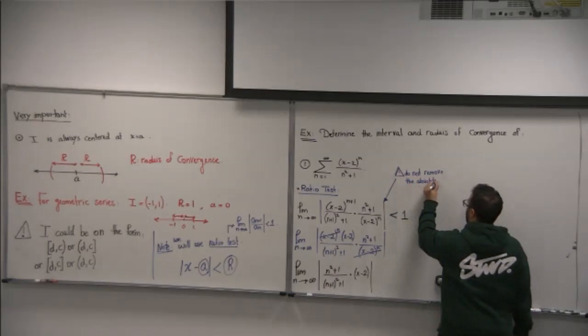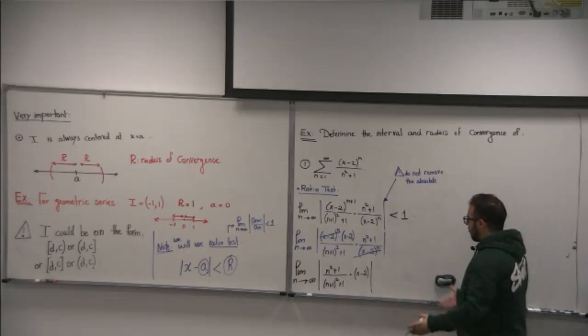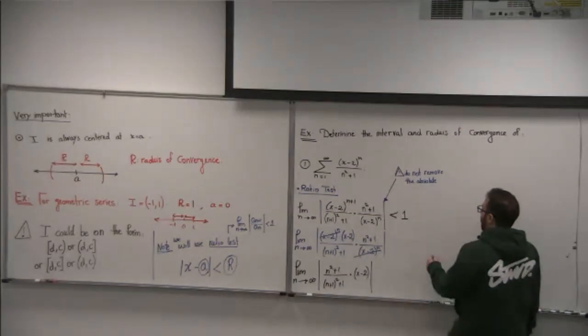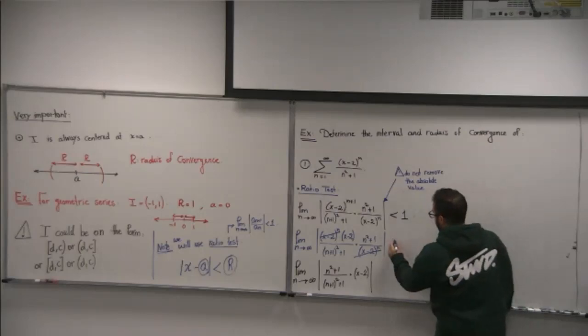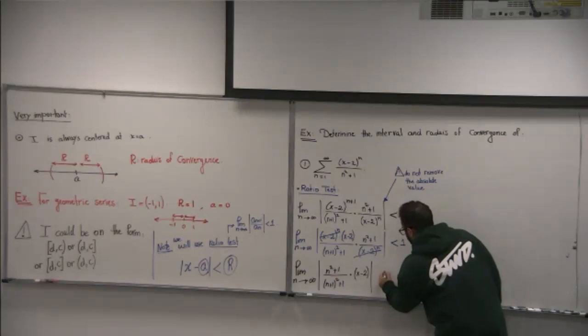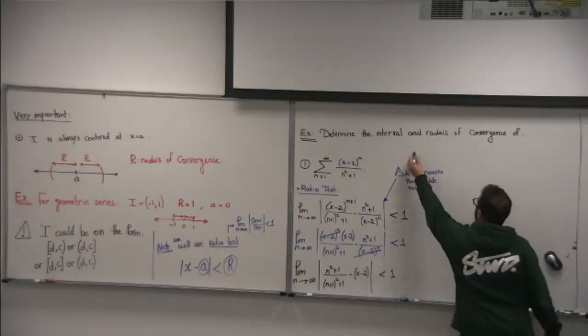If you removed it, you destroyed the objective of the question, because to get an interval, you have to still have an absolute value in the inequality. Okay? So let me keep this less than 1 again. So this has to be less than 1. Okay. Let me continue here.